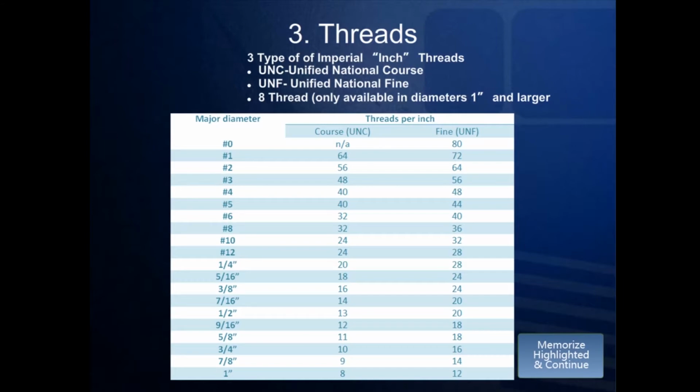Fine threads are stronger and more resistant to vibration loosening than coarse threads, but are more susceptible to damage and cross-threading. This chart shows you the different threads per inch for 1-inch diameters and below. It is highly recommended that you be very familiar and practically memorize the number of threads per inch for the coarse thread column.